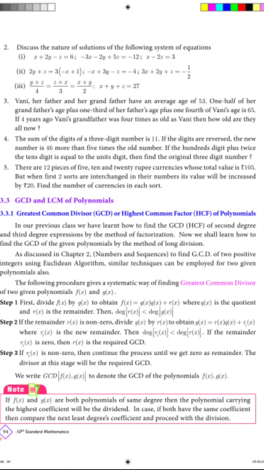And then how old are they all now? Now means at present. So we have to assume the variables for the present ages of Vani, her father and her grandfather, and we have to carry on the sum. I will derive only the equations. People, you have to solve it and find the answer.